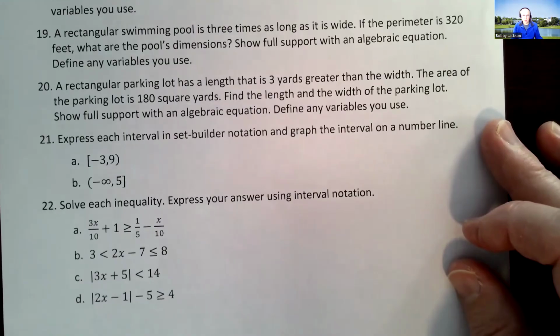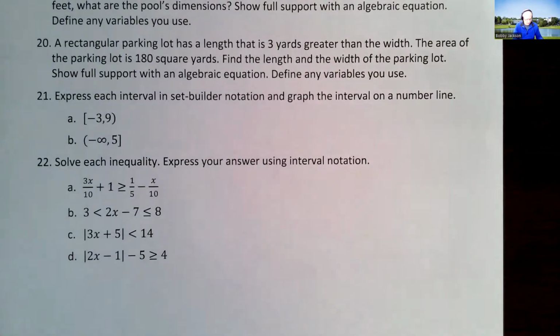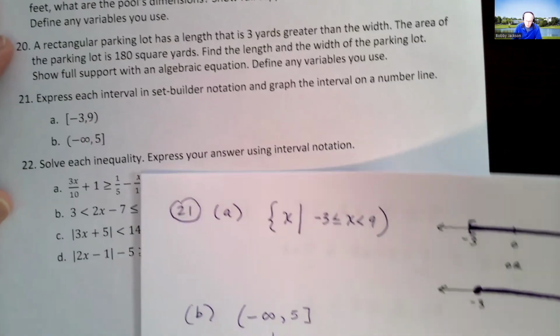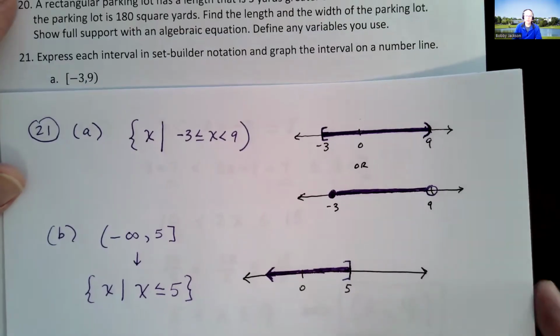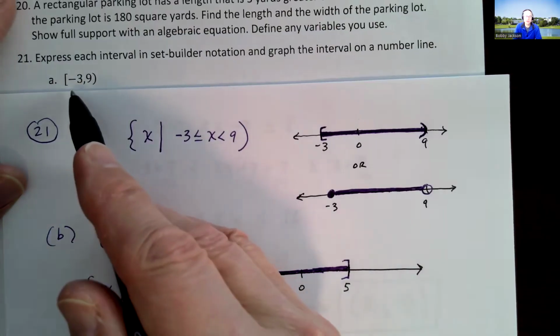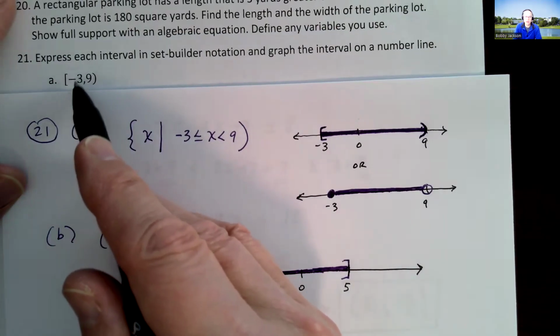All right. Done with the modeling problems. Let's look at 21 and 22. So in 21, we're to express each interval in set builder notation and graph the interval on the number line. And so for A, notice the interval notation. This bracket means I include negative 3.